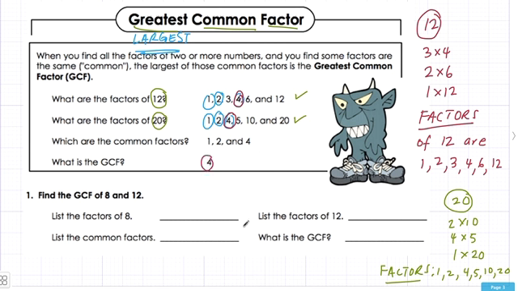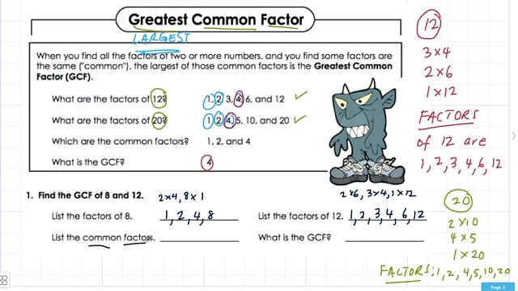So the first question on your worksheet is this one. Find the greatest common factor of 8 and 12. The first thing it says is list the factors of 8. 8 is going to be like 2 times 4 or 8 times 1. So my factors are 1, 2, 4, and 8. 12 would be like 2 times 6, 3 times 4, 1 times 12. That's about it. So the factors are 1, 2, 3, 4, 6, and 12.